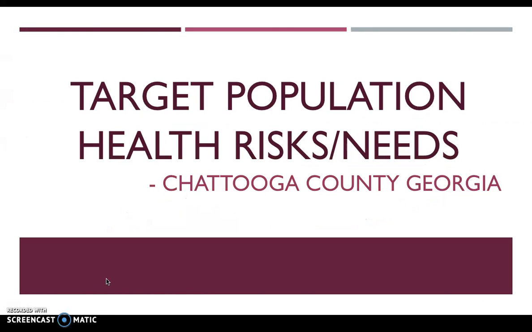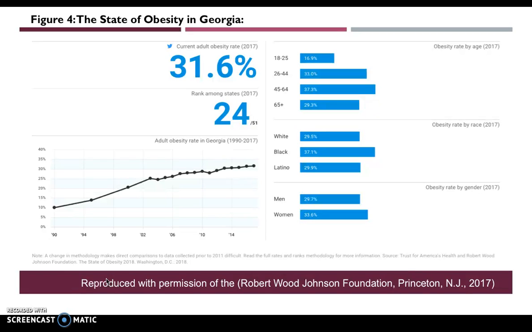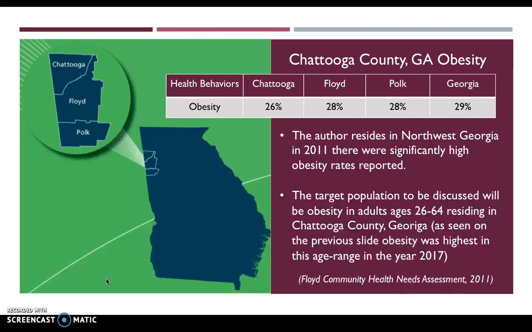Moving on to target population health risk and needs, let's take a closer look at obesity at the state and even county level. This figure discusses the state of obesity in the state of Georgia. Georgia has the 24th highest adult obesity rate in the nation. Georgia's adult obesity rate is currently 31.6. In 1990, it was 10.1, so there's been a significant climb in that.